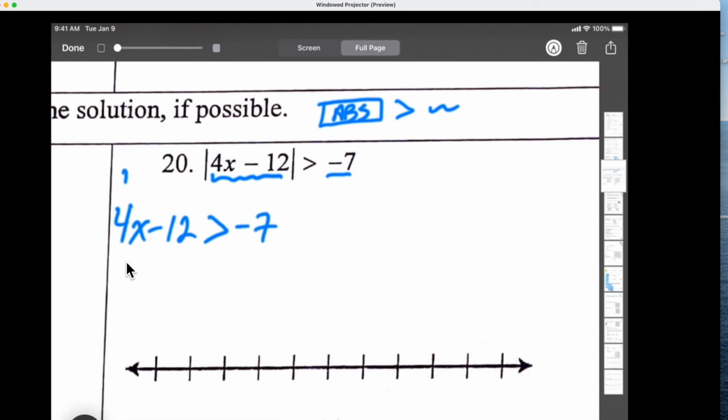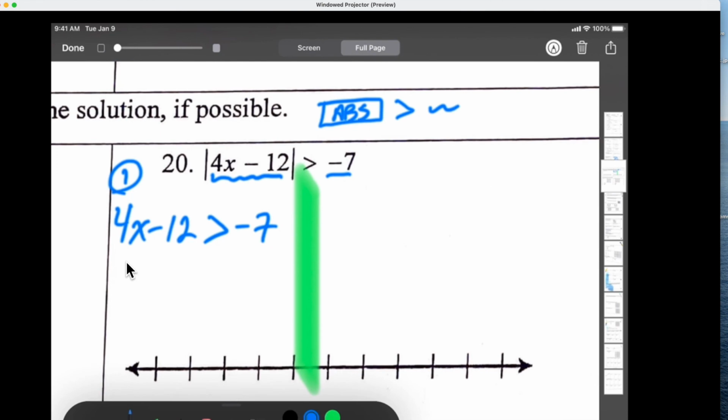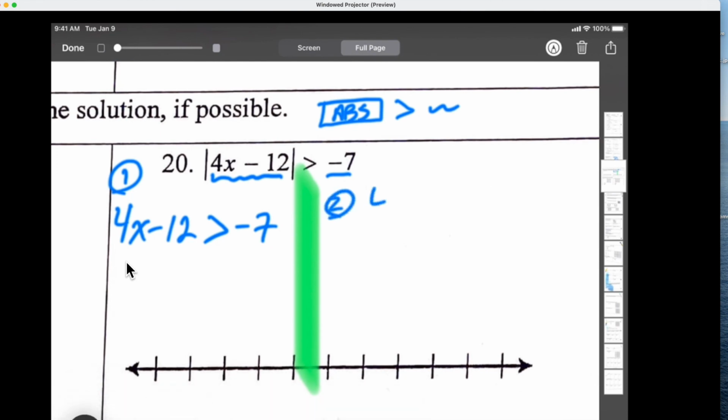That's scenario number 1. Scenario number 2, we put a line here indicating it's totally different. We take the stuff, we multiply the opposite side by -1, and we do that. When we do that, we have to flip the sign. Anytime you multiply or divide and you have an inequality, you have to flip the sign. So we're going to flip the sign, and -7 times -1 is going to be +7. These are the two problems we need to solve. So let's do it.